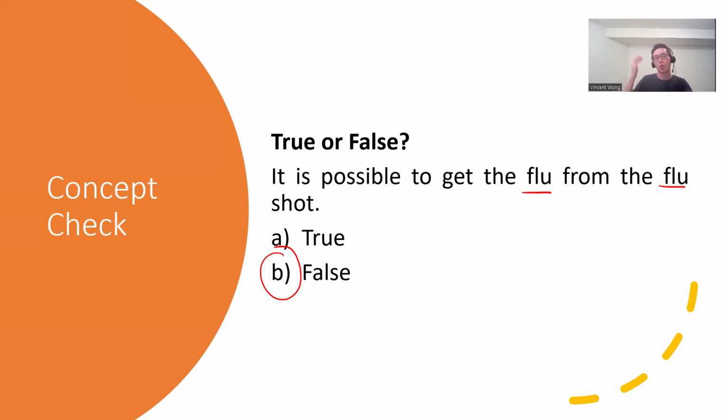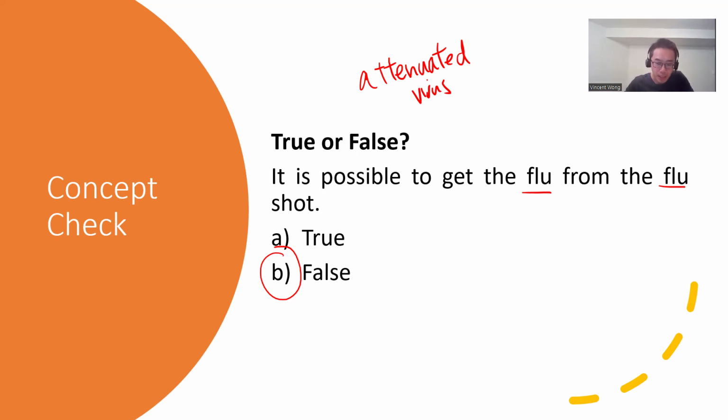Okay, so the flu shot is something that has what we call an attenuated virus. An attenuated virus is a virus that can no longer cause sickness. It's basically just a shell without the parts that can make you ill. Because it's just a shell, it's not possible to cause the actual disease.